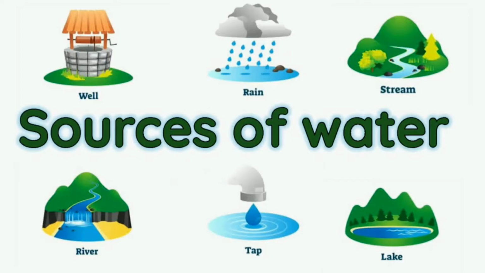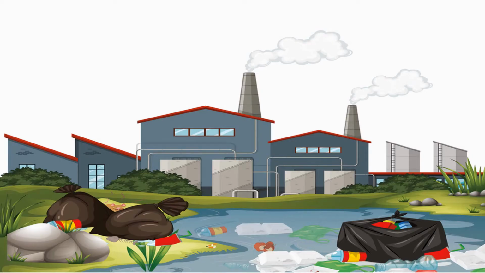Students, we have also studied about the various sources of water, that is well, rain, stream, rivers, lakes, etc. As we have studied that the water is used on large scale in factories, and the wastewater from the factories gets mixed with the river water, which makes the river water dirty. It means it pollutes the river water.